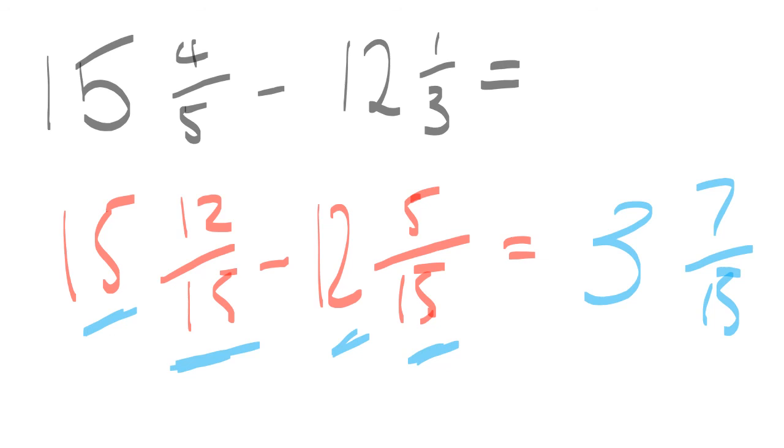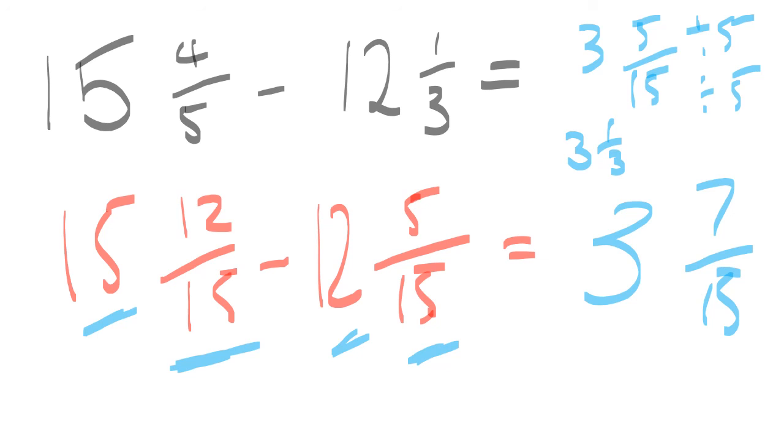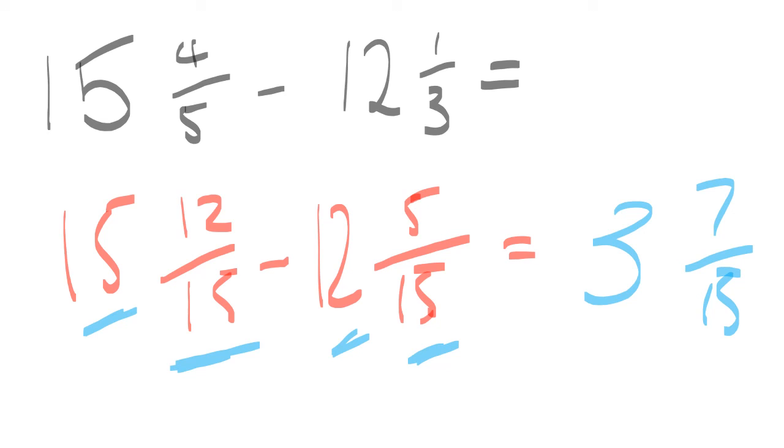However, let's just pretend, world, that the answer was 3 and 5/15. It could be simplified to 3 and 1/3, because 5 divided by 5 is 1 and 15 divided by 5 is 3. But the answer is not 3 and 5/15. The answer is in fact 3 and 7/15, which will not be simplified.